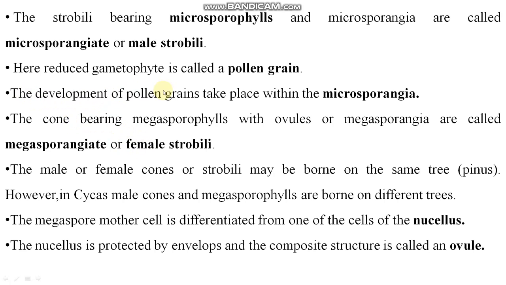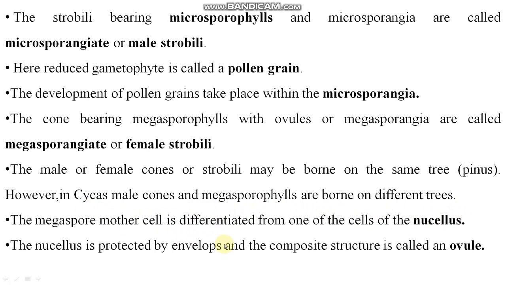So the development of pollen grains takes place within the microsporangia. The cone bearing megasporophylls with ovules or megasporangia are called megasporangiate or female strobili. The male or female cones or strobili may be borne on the same tree, as in Pinus, right, or on different trees in the case of Cycas. Remember it. In Pinus, male and female cones are both present in the same plant, while in Cycas, male and female parts are present on different trees, right?